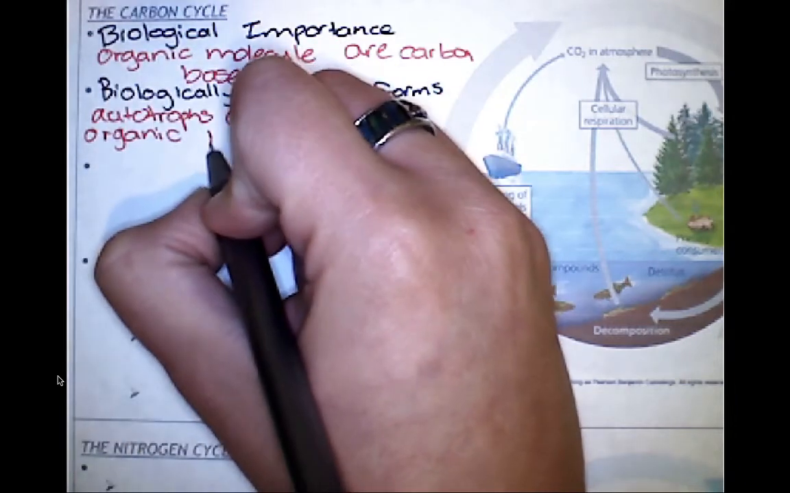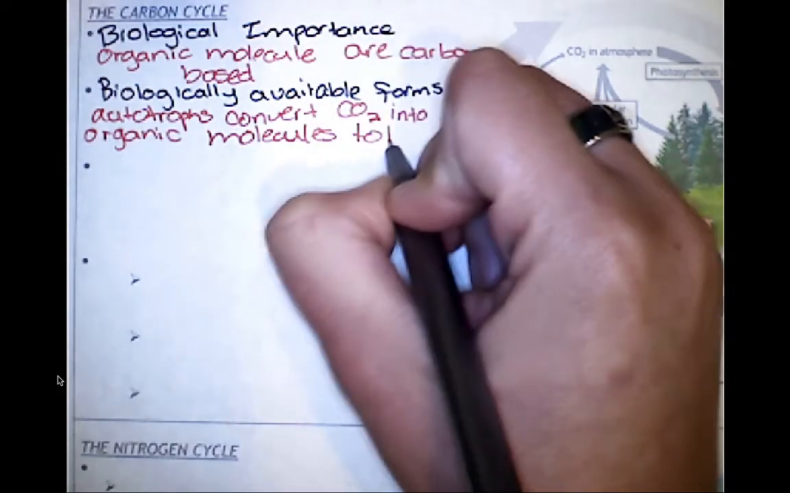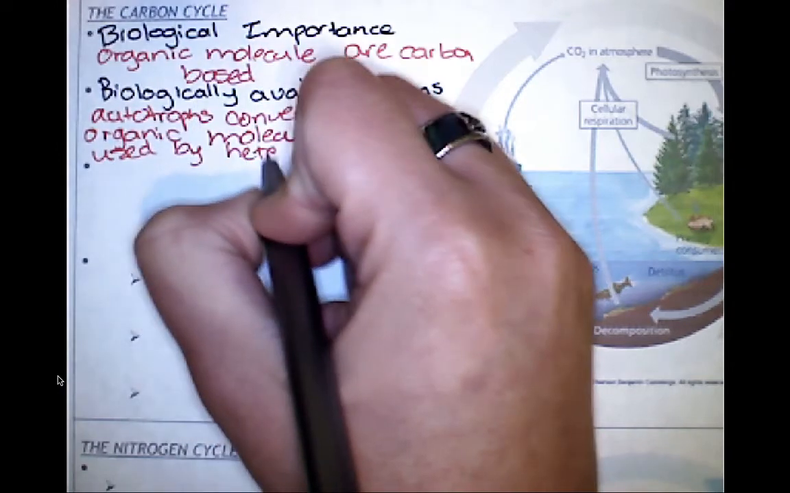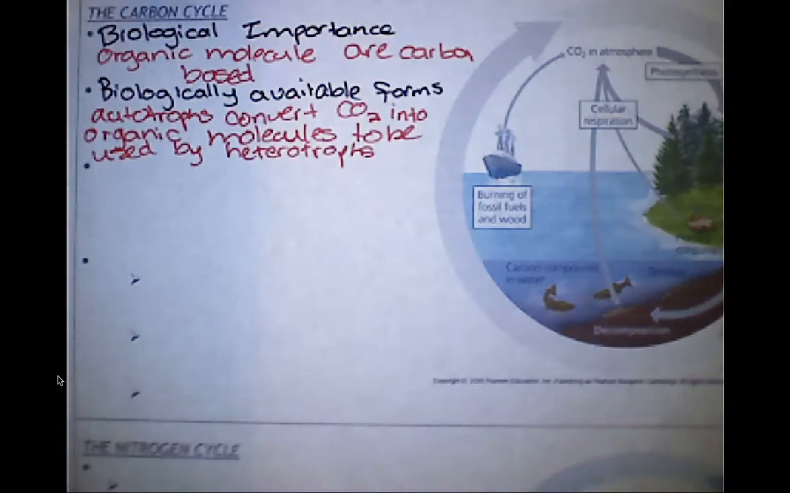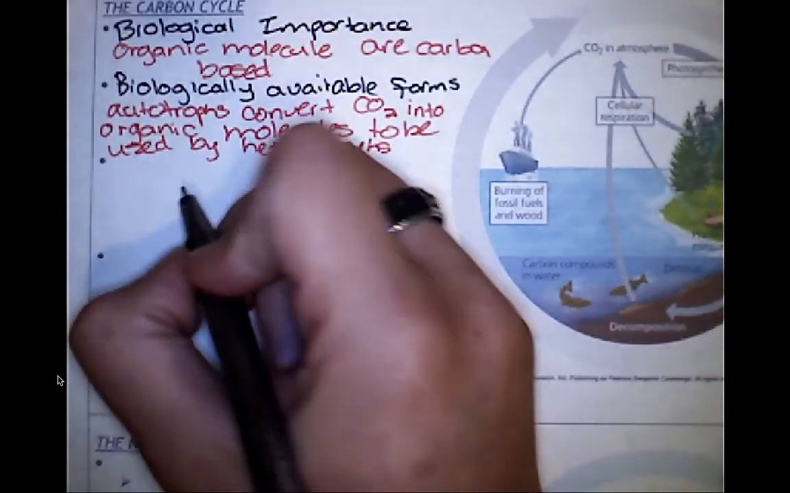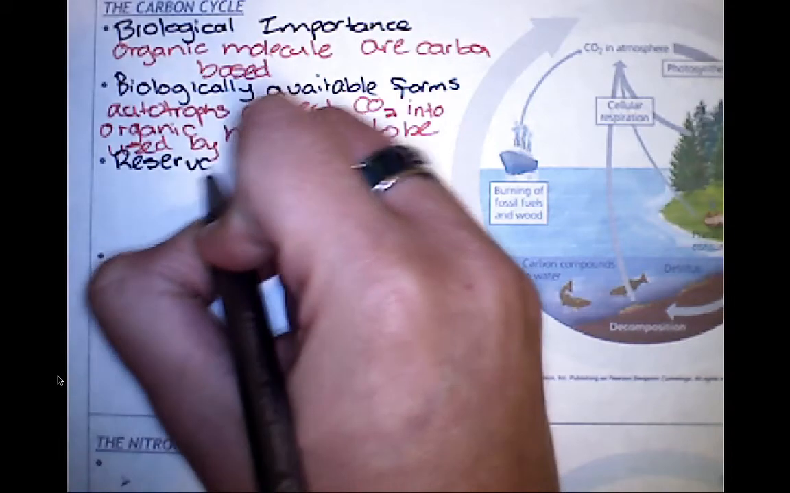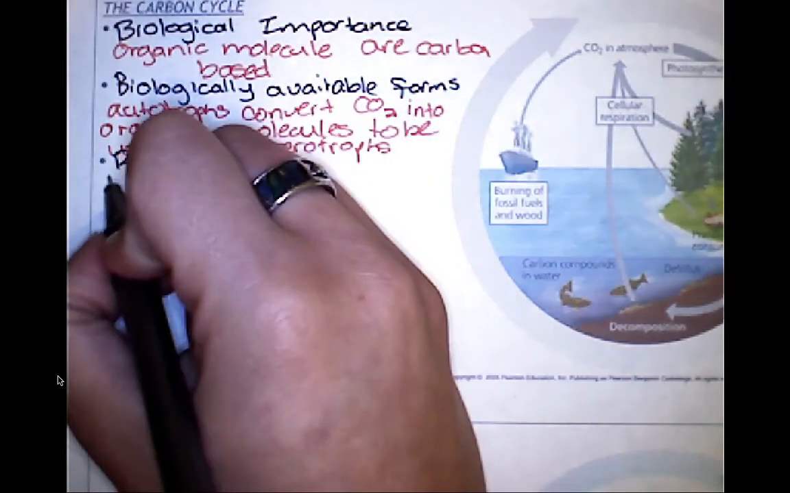So organic molecules to be used by heterotrophs. Okay, so that's how it becomes available to us. We can't use the carbon dioxide, but the autotrophs can. Where are their reservoirs? Our atmosphere. Okay, it's turning into a huge one. But there's lots of places.